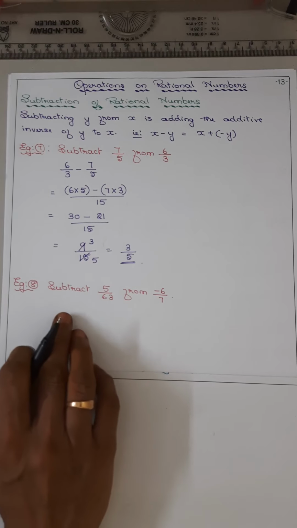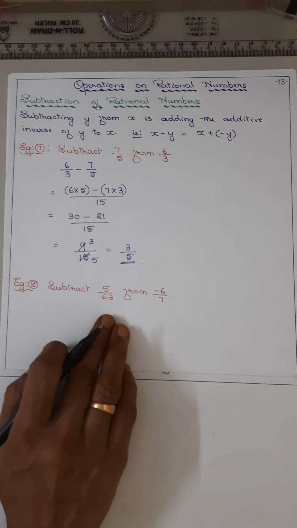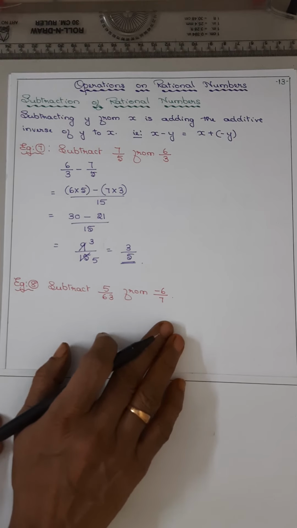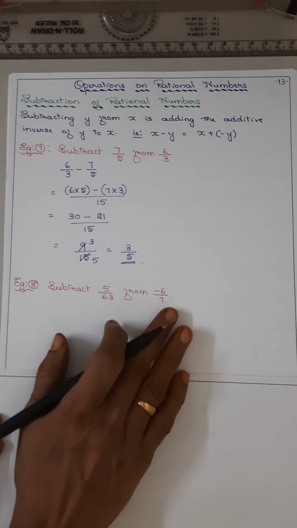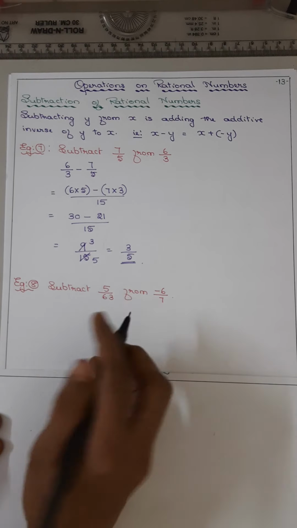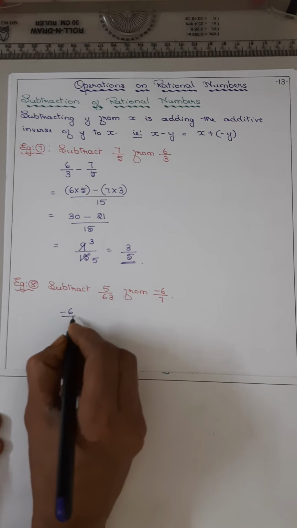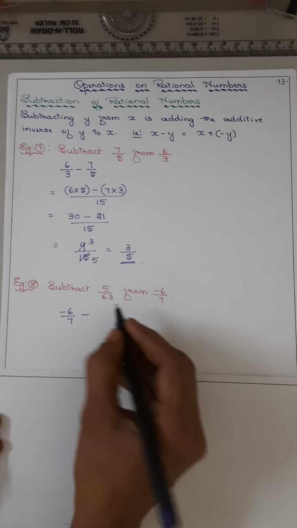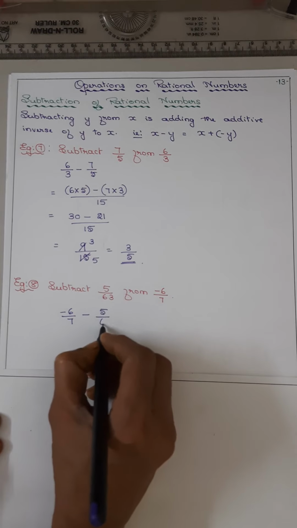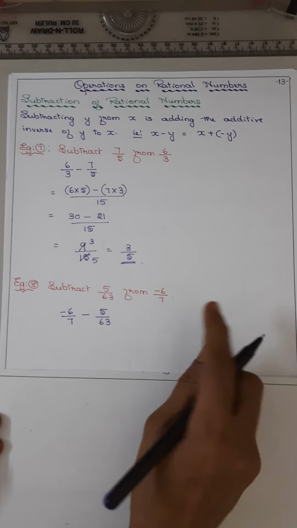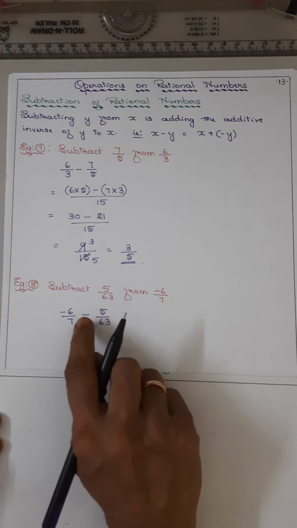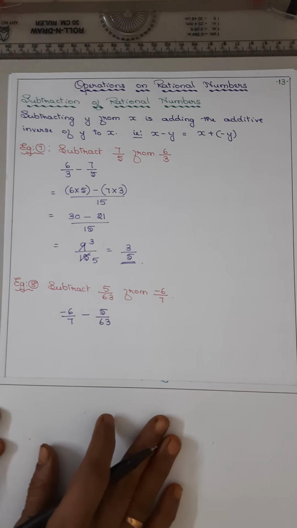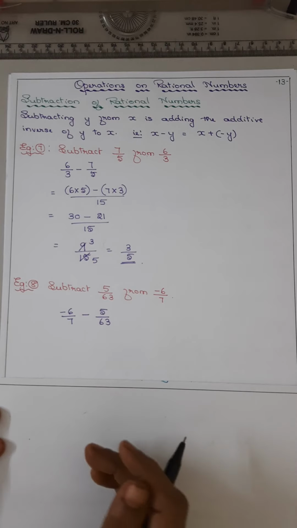Now next example, subtract 5 by 63 from minus 6 by 7. So write the second rational number first. So minus 6 by 7, subtract, for this the minus sign, this is 5 by 63. Are you understanding? The second rational number, subtraction sign of the first rational number, because it is subtract from.